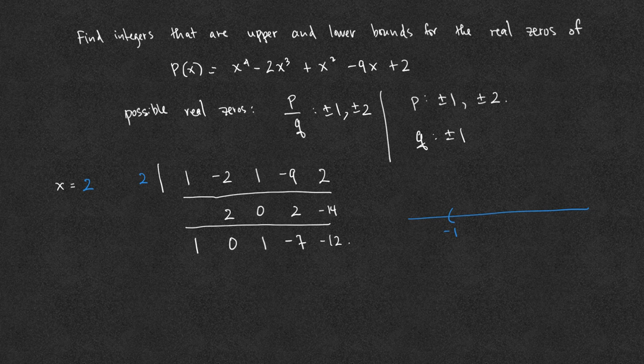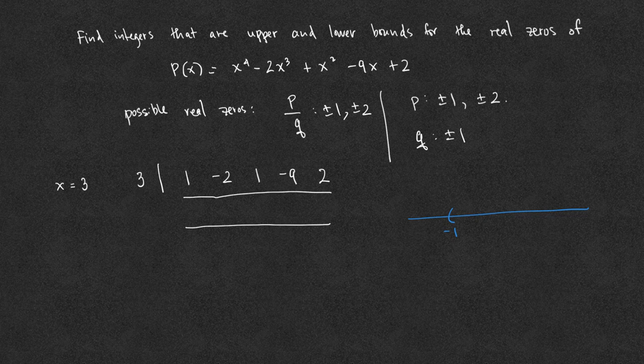Even though x equals 3 is not a zero, since we checked x equals 2 and the last entry doesn't reveal anything to us, we now check the next integer, which is x equals 3. We perform synthetic division on x minus 3 as the divisor. And again, we know that x equals 3 is not a zero, but what we're doing here is checking the upper bound for the zeros.